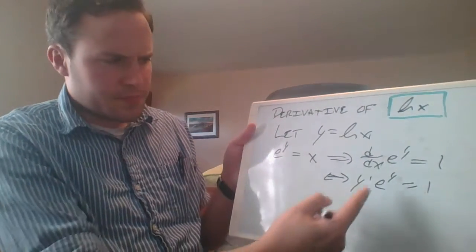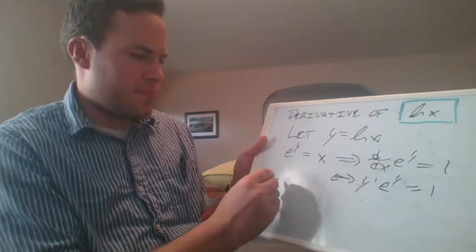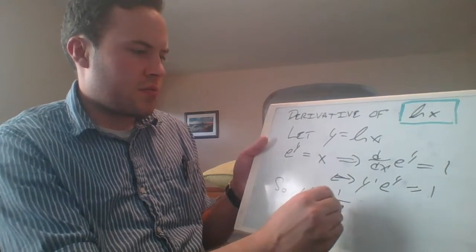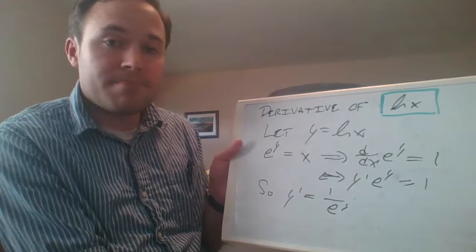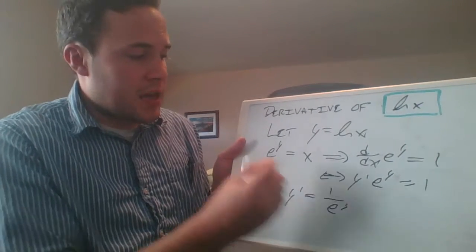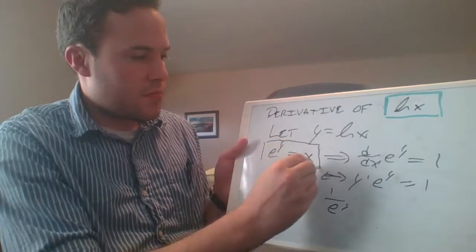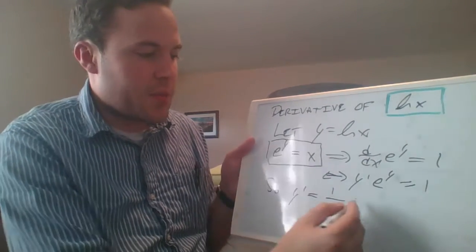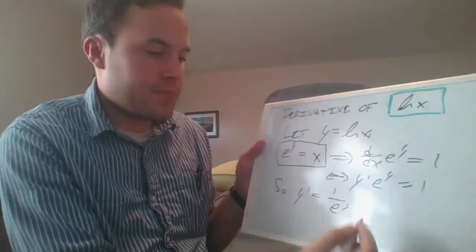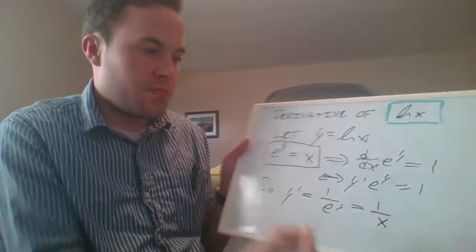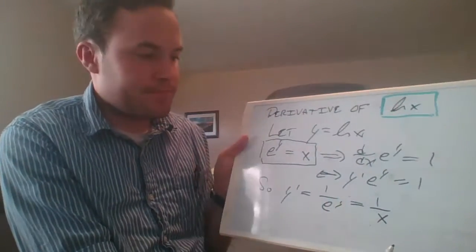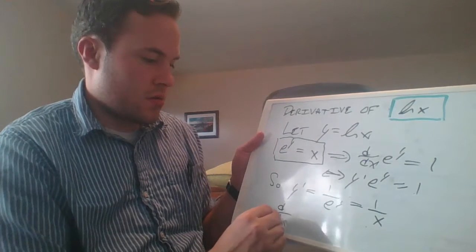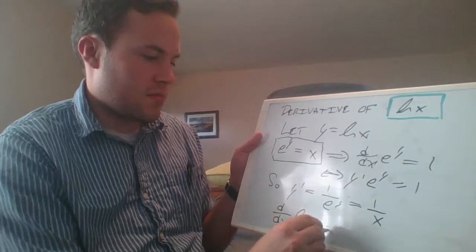All right, so now solve for y prime. Y prime is 1 over e to the y. And if you look right back here, e to the y is equal to x. And so y prime is 1 over e to the y, which is 1 over x. And there you have it. The derivative of the natural log of x is 1 over x.